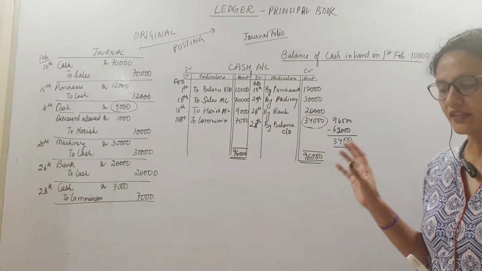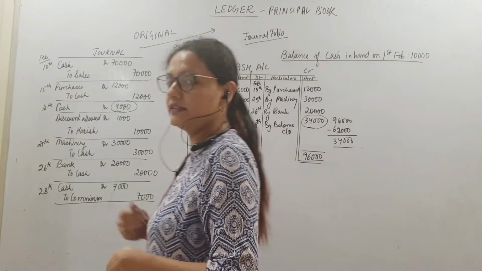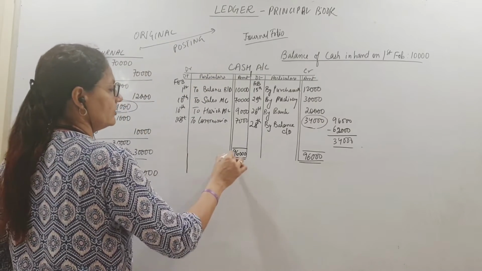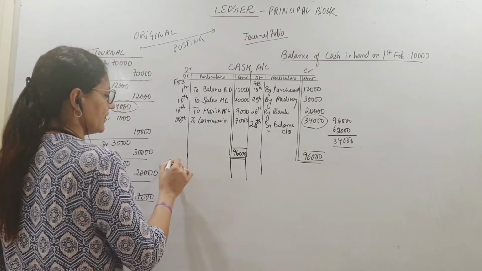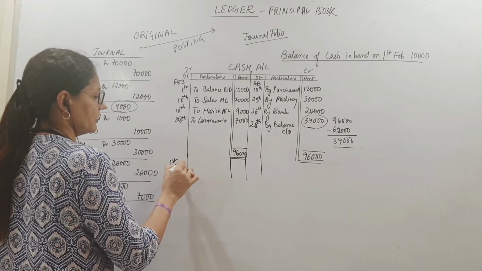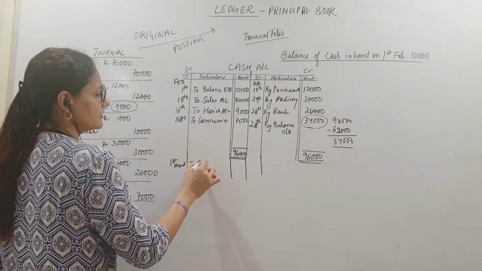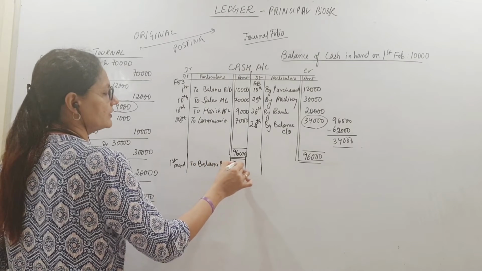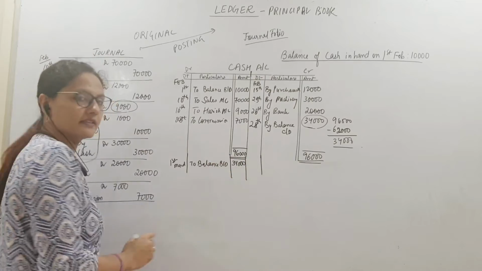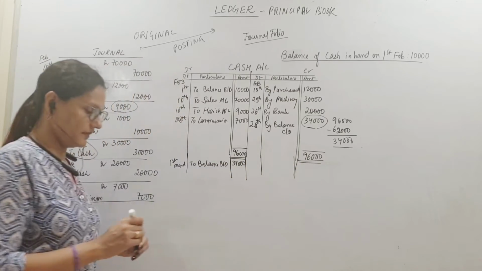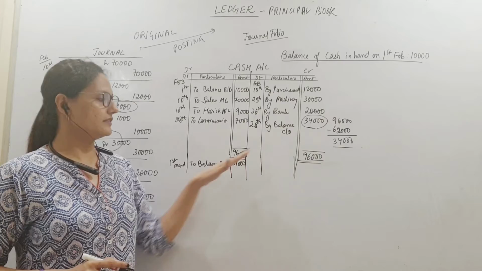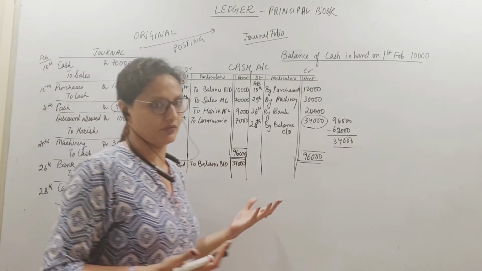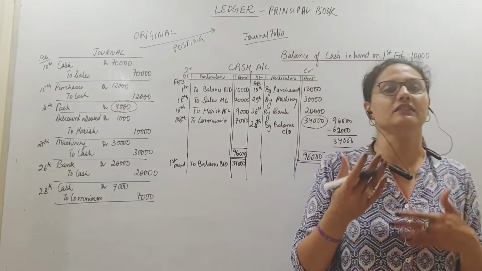Are you getting it? Therefore, when I start in the next month, the ledger, on 1st of March, I will have here 1st March to balance brought down 34,000. Correct? That shows meaning 34,000 is the amount I have in hand cash, 34,000. That is how it keeps continuing.